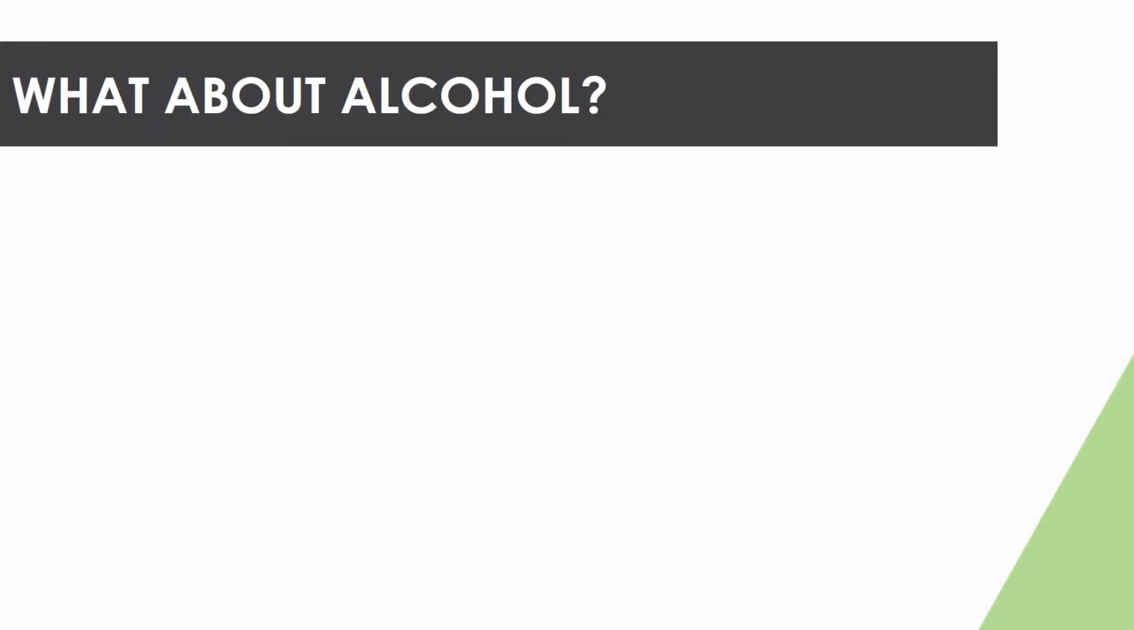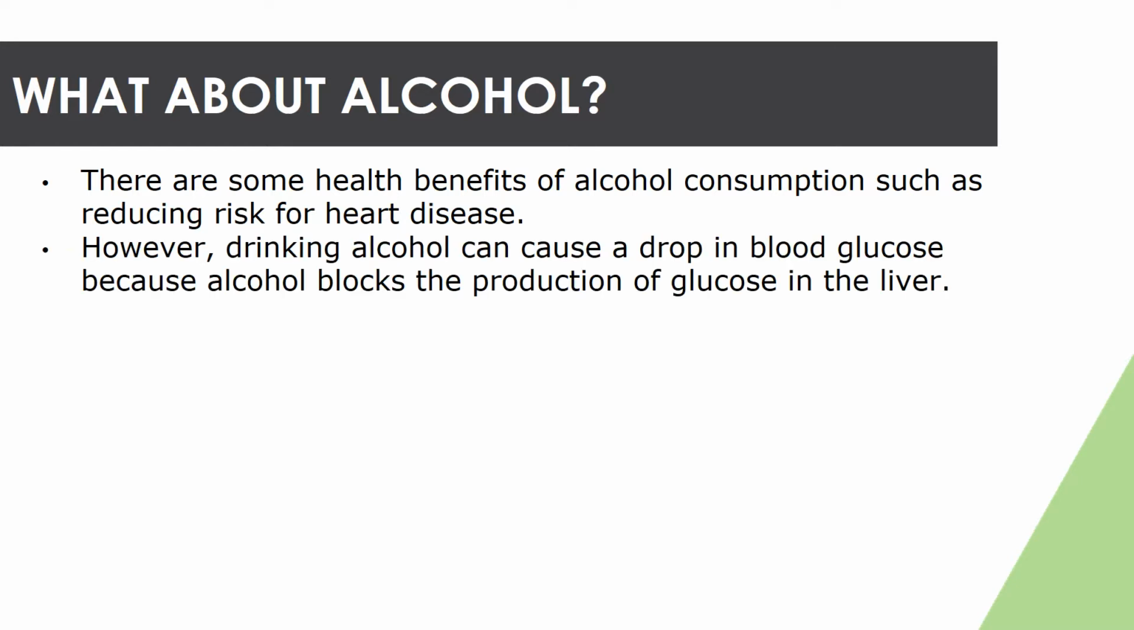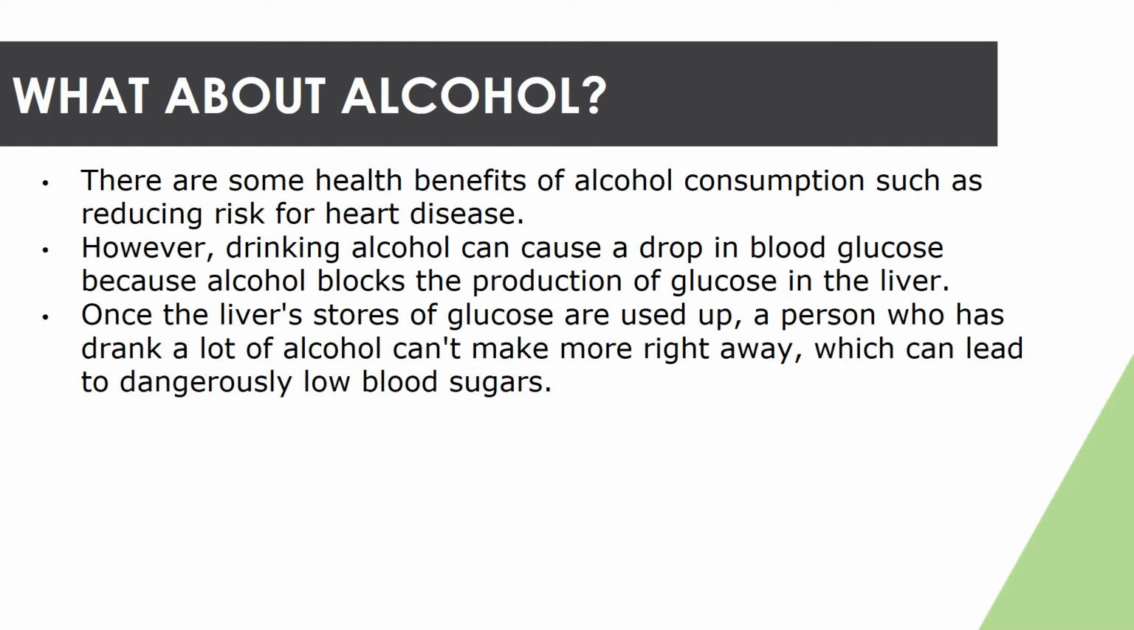So, wondering if alcohol is off limits with diabetes? Research has shown that there can be some health benefits, such as reducing risk for heart disease. However, it is not without risks. Drinking alcohol can cause a drop in blood glucose because alcohol blocks the production of glucose in the liver. The liver contains emergency stores of glucose to raise your blood sugar if it drops too low. Once the liver's stores of glucose are used up, a person who has drunk a lot of alcohol can't make more right away, and that can lead to dangerously low blood glucose.